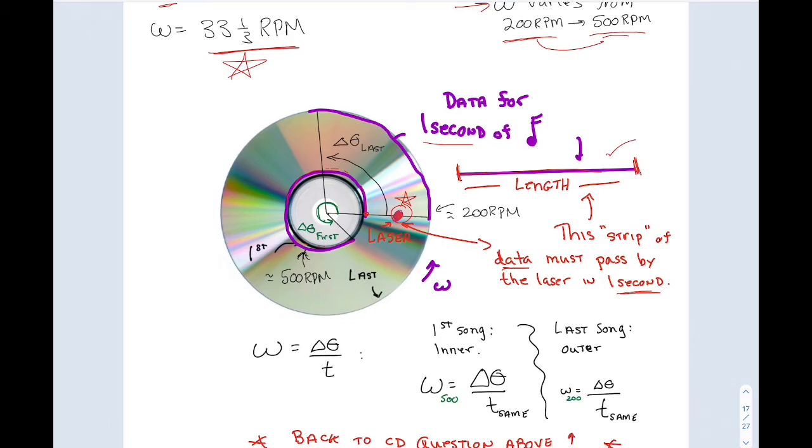But for the last song out here, that strip of data only takes up about a quarter way around. It's about 90 degrees, okay? So remember, the angular speed is the change in angular displacement, or that delta theta per time. Now, let's say for the first song, the inner song, that's over here. To play 1 second of music, this thing has to rotate. That purple strip of data for the inner song goes almost all the way around. So that's a huge angular displacement, okay?